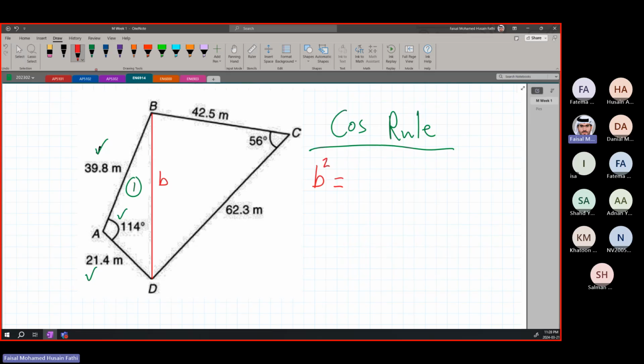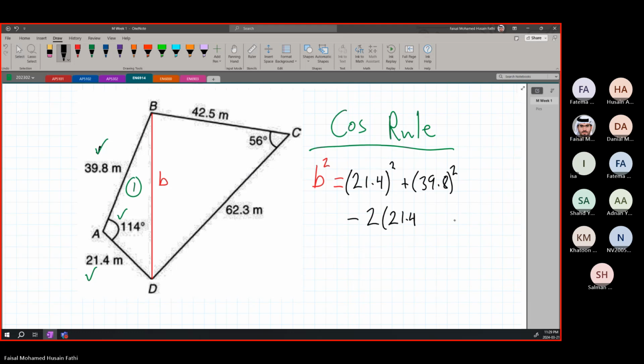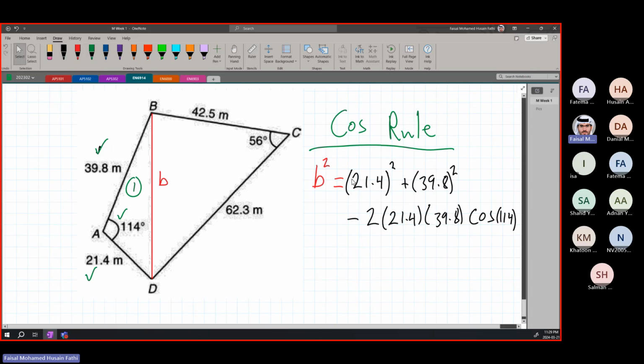or b squared I should say, is equal to 21.4 squared, the first side squared, plus 39.8 squared. Where am I getting these values? These are the side values, this side over here and this side over here. Okay, I'm just applying the cosine rule. Minus 2 times the first side times the second side, which is 39.8, times the cosine of the angle between them, which is 114. Okay, and that's it. And now we found b squared.